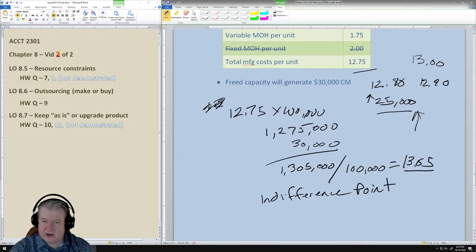The company is indifferent. Below that, we want to do it. Above that, we don't want to do it. So it's not so much saying that, oh yeah, we're hoping for 1305. We're just trying to figure out 1305 as that's the tipping point. Below 1305 is good, above 1305 is bad. And therefore we call 1305 the indifference point. It's neither good nor bad.